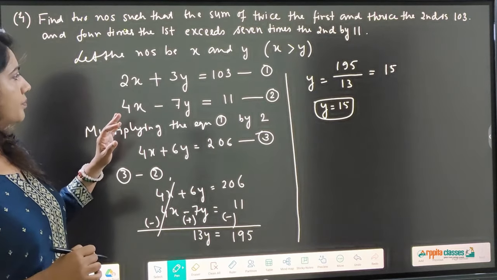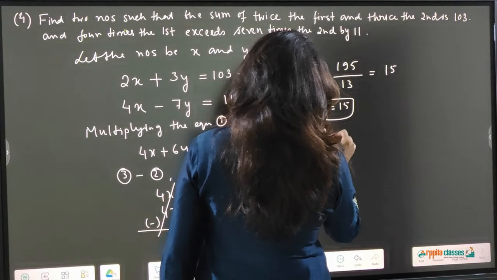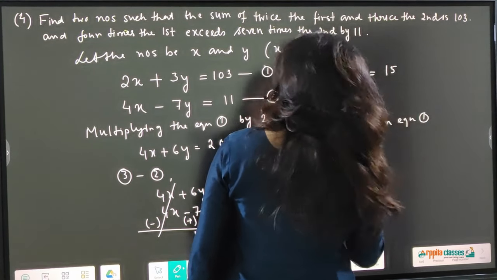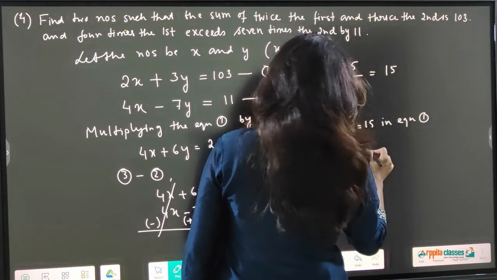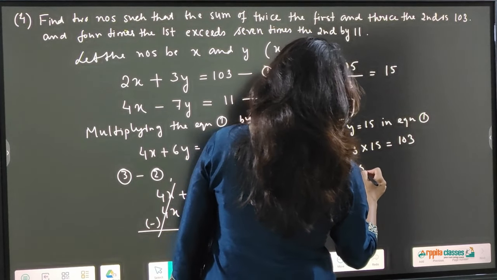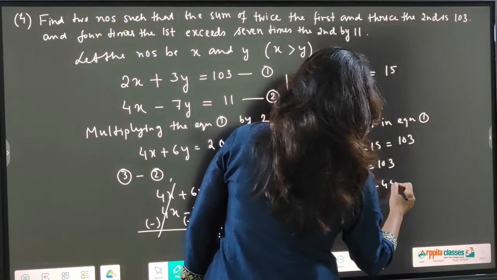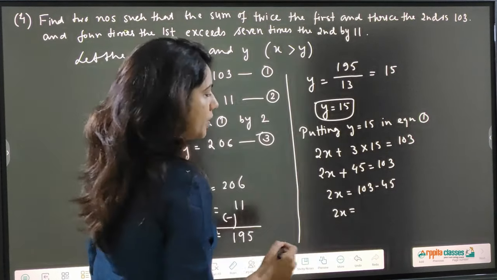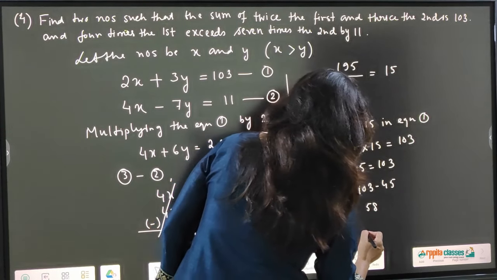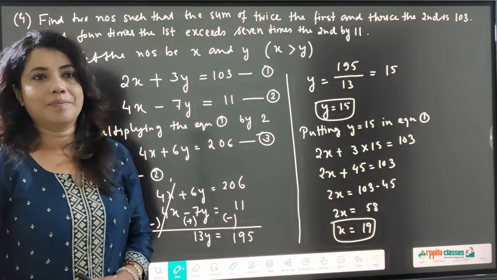Now we'll put this value, I think, in equation number 1. So putting y is equal to 15 in equation 1. So that's 2x plus 3 into 15 is equal to 103. So that's 2x plus 45 is 103. 2x is equal to, I'll get 45 the other side, minus 45. So I'm getting 2x is equal to 58. Therefore x is equal to 29. So we got the value of x 19 and the value of y is 15.